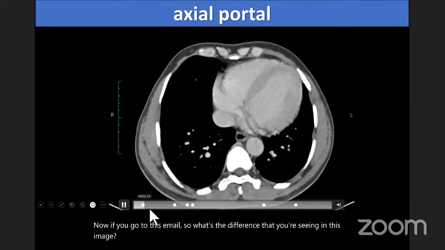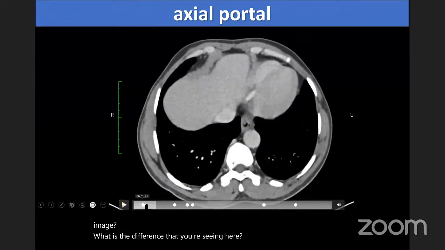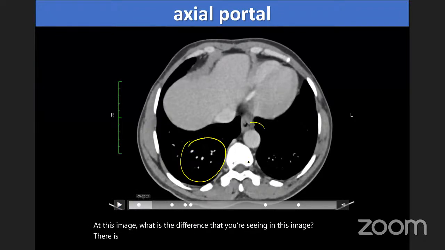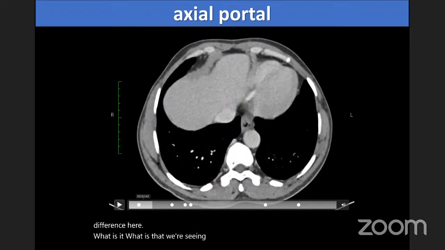What is the difference that you are seeing here? At this image, what is the difference that you are seeing in this image? There is some difference here. What is it? What is that we are seeing in this image?